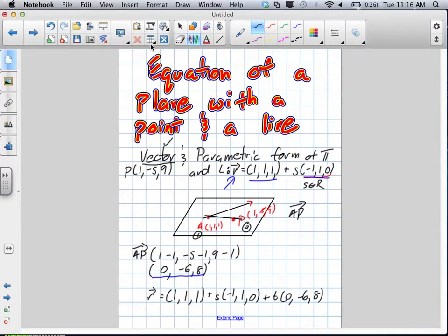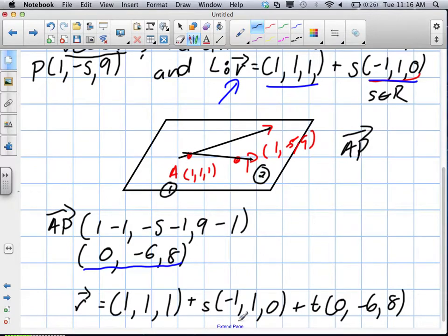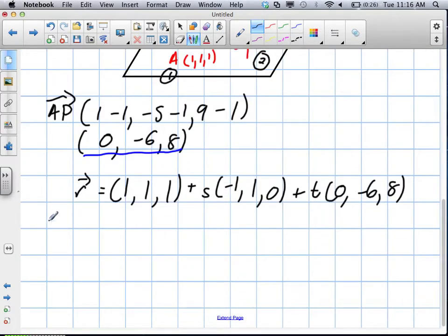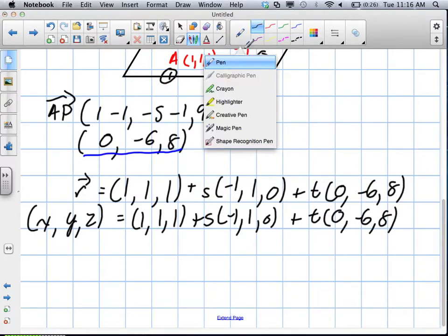We quickly change it. We set up our x values, okay? So we know we're going to have x, y, z is equal to 1, 1, 1 plus s times negative 1, 1, 0 plus t times 0, negative 6, 8. That was so well done.